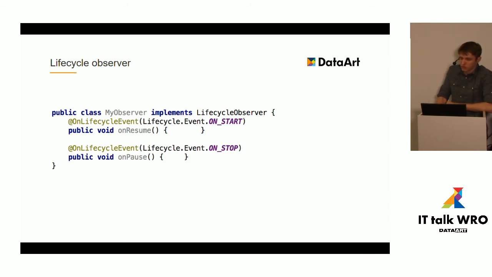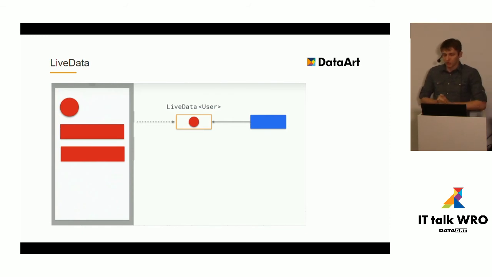Let's move on to LiveData. What's LiveData? LiveData is a lifecycle-aware component. So it knows when the activity is created, when it's shown, when it's not shown. And it's basically a data holder, for example, for a user class. And if we change something in this LiveData, our user class, it will automatically change in the UI.